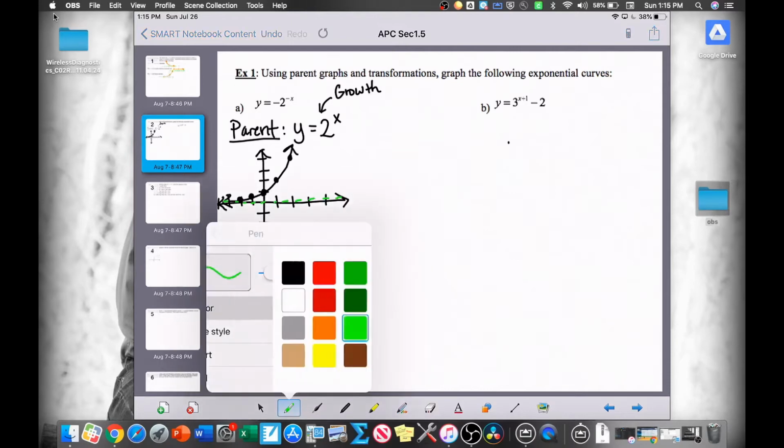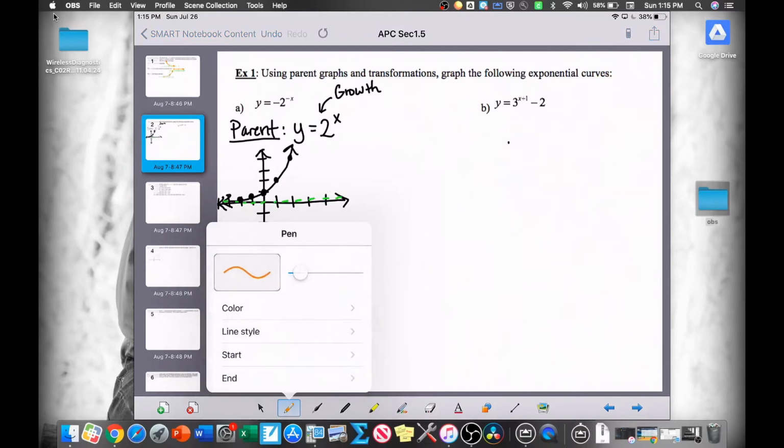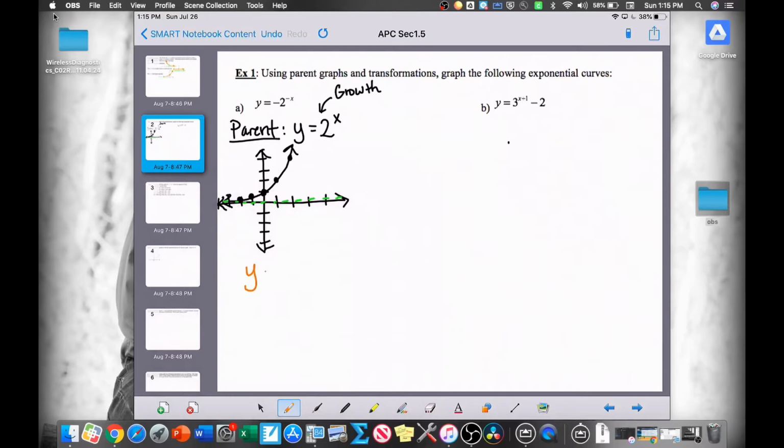So then they ask us to use that parent graph to create the graph for y equals -2 to the -x. So we have to figure out what those negative signs are doing to our curve. Hopefully you remember from an earlier lesson our transformations, and these two are both reflections. So this negative out in front of our base, that is going to be an x-axis reflection.